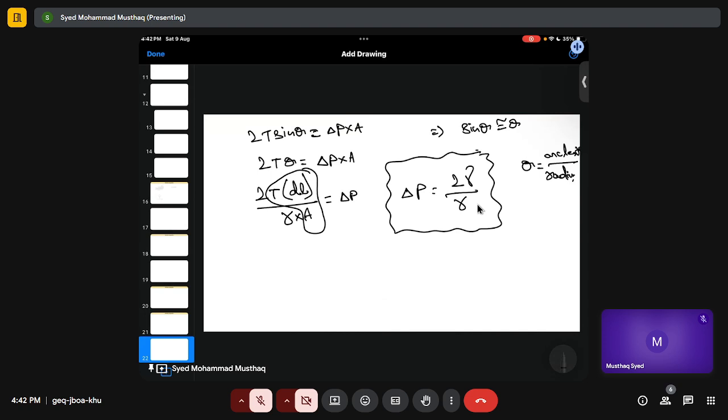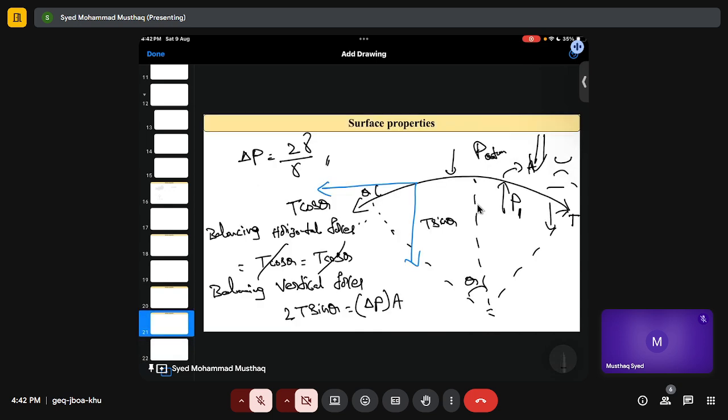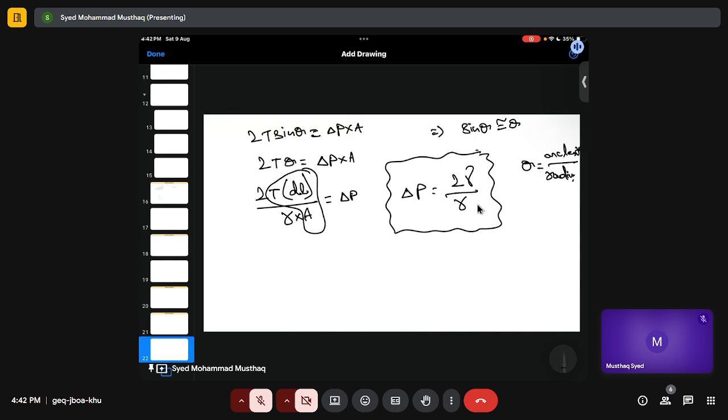You people might have misunderstood or couldn't understand this formula. So this is how it is derived. It's a simple free body diagram. Okay, there is nothing complex in it. Now, that is one part.